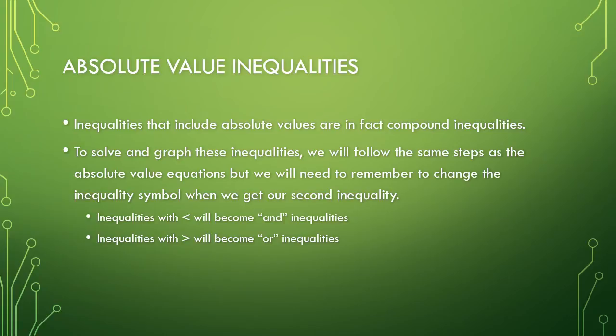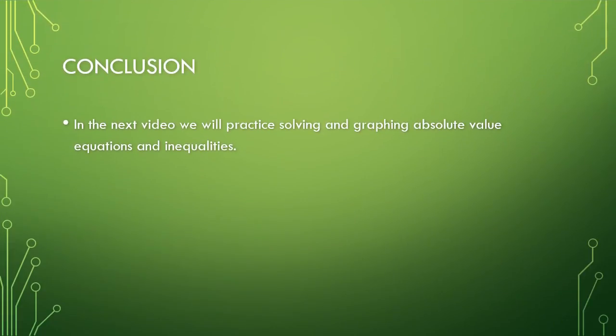Now, inequalities that include absolute values and are less than are going to give us "and" inequalities. Inequalities that begin with greater than and have absolute values will give us "or" inequalities. In our next video, we're going to practice solving and graphing several absolute value equations and inequalities.